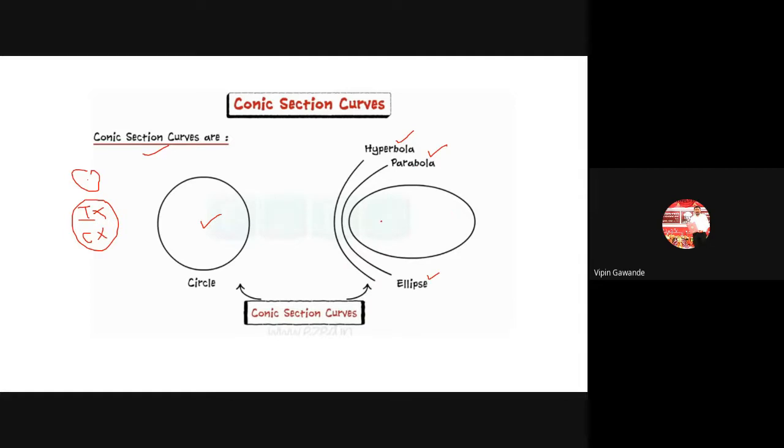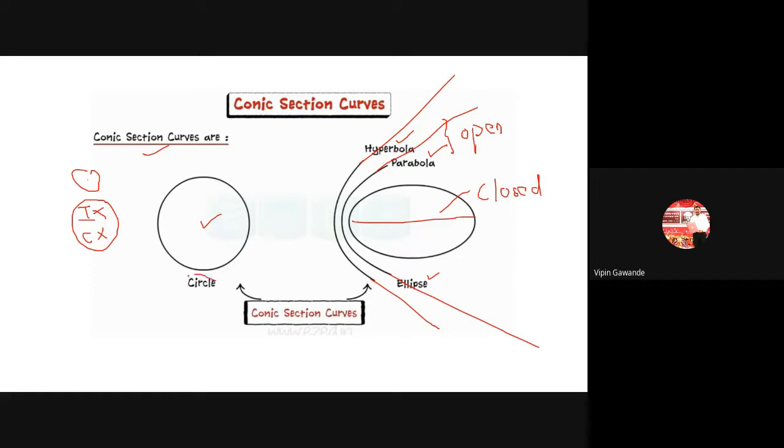Ellipse is a closed curve, while parabola and hyperbola are open curves. Likewise, they will also ask which conic section curve is closed. The closed curve is the ellipse, while the open curves never close, they go on like this. Which ones? Parabola and hyperbola. But our ellipse is a closed one.